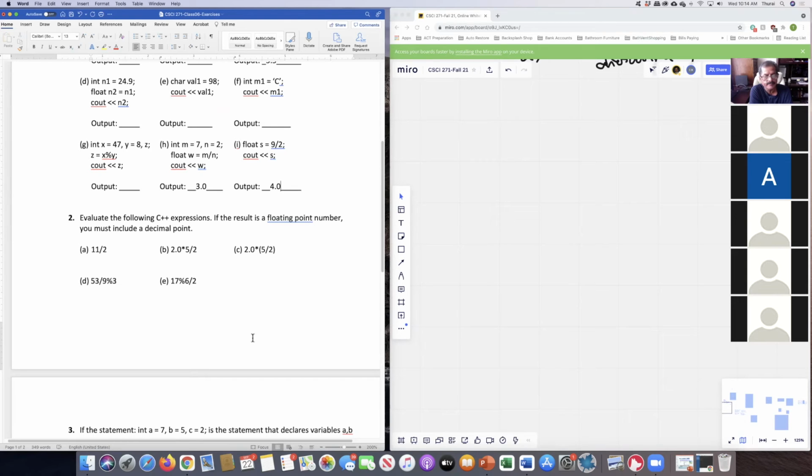Part A, anybody? 5.5. Okay, any other answer? I just explained in the previous question, 9 divided by 2 is not 4.5. Oh, it's 5.0 because... Wouldn't it be 5? You said it was an integer. Just 5. Yeah. Integer divided by integer will be integer. There will be no decimal.